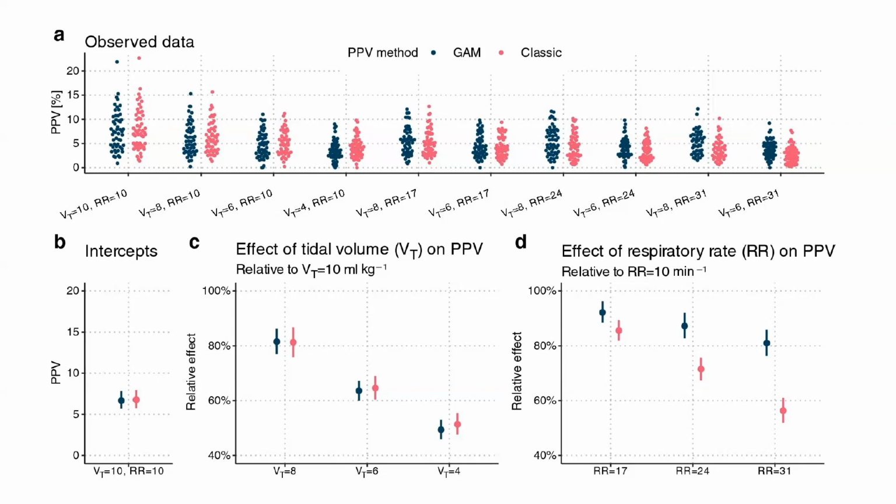Also, we see that with lowering tidal volume, we have this proportional drop in pulse pressure variation, which suggests that we should probably use a lower threshold for pulse pressure variation for predicting fluid responsiveness if the tidal volume is lower.